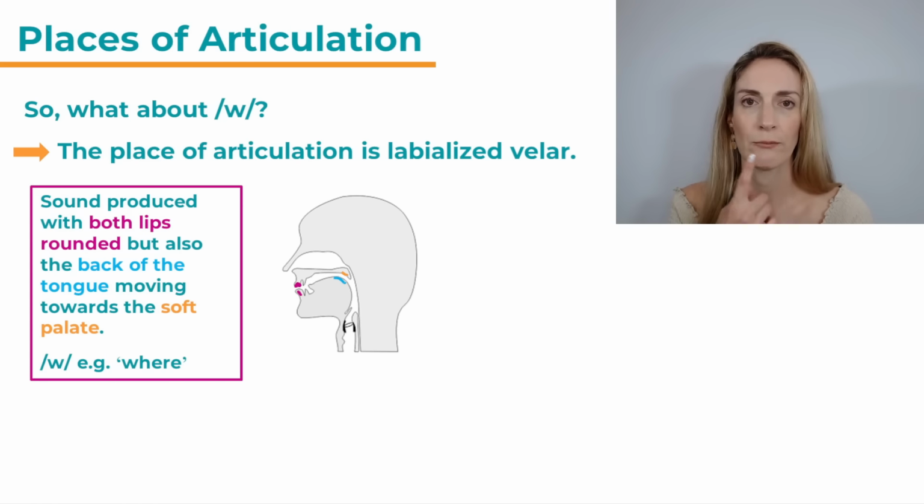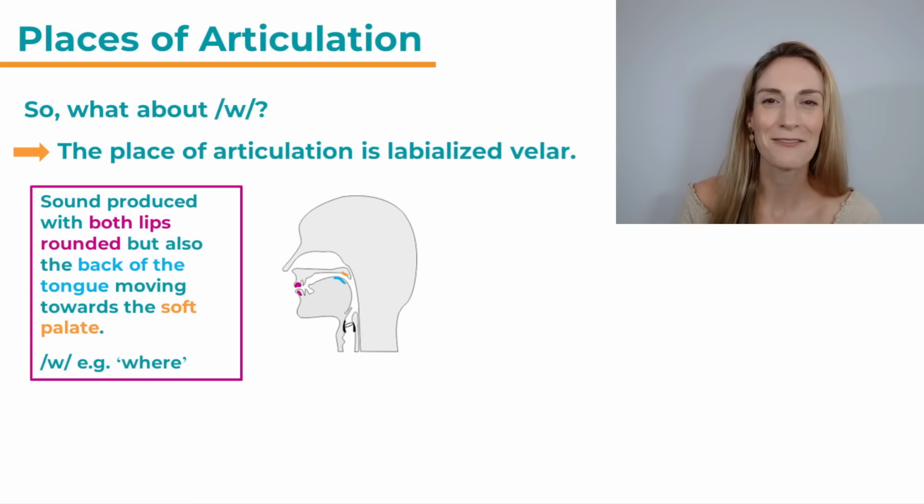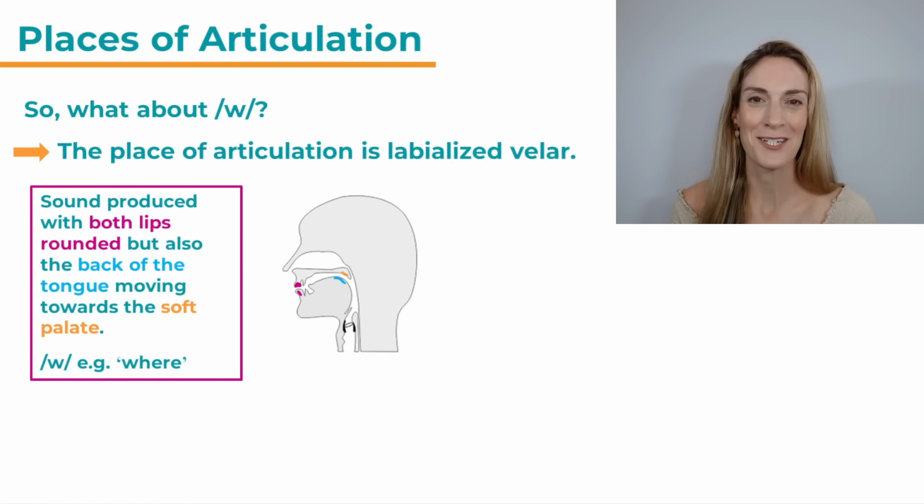W. Have a look. My lips are rounded. W. But also now pay attention to the position of your tongue. W. W. It also involves the back of the tongue because it moves towards the soft palate. There's no closure like with k or g, but it's just moving towards it. W. And so both of those things are involved. So we really have two different places of articulation for the sound w, as in where.